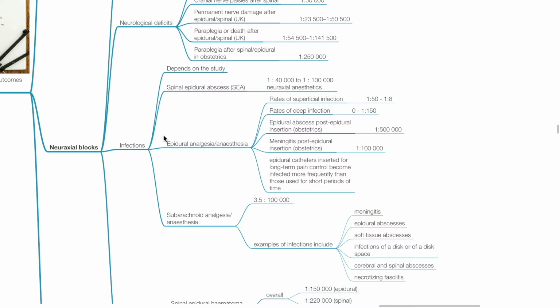Examples of infections include meningitis, epidural abscesses, soft tissue abscesses, infections of a disc or of a disc space, cerebral and spinal abscesses, and necrotizing fasciitis.